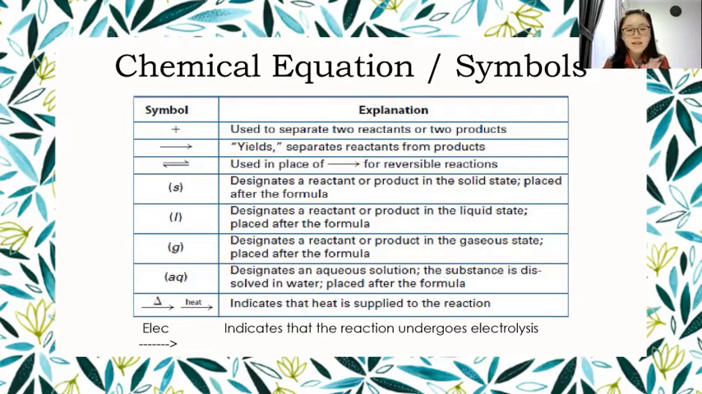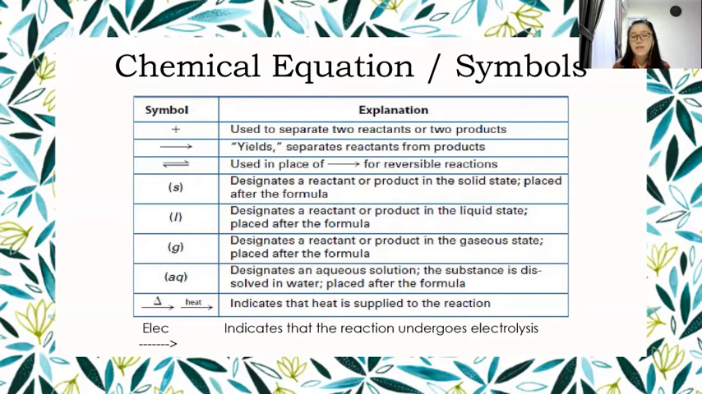And the letters S, L, G, AQ are normally placed after the substance, like aluminium for example. So it will be written as Al (s) in brackets. And these letters respectively are used to represent the solid state, liquid state, gaseous state, and aqueous solution state.